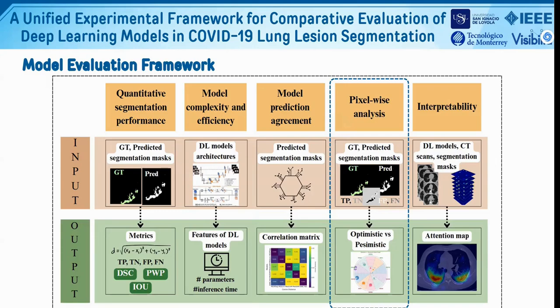Within a scatter plot, a threshold line divides the two axes, with points above the line indicating optimistic behavior and points below the line indicating pessimistic behavior. Interpretability is evaluated using GradCAM attention maps to visualize the regions where the models focus during inference.